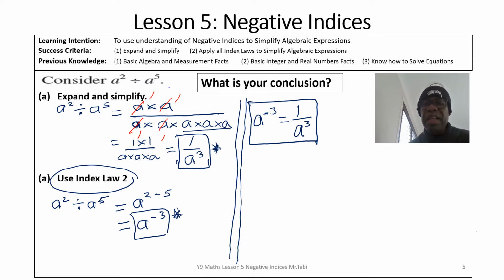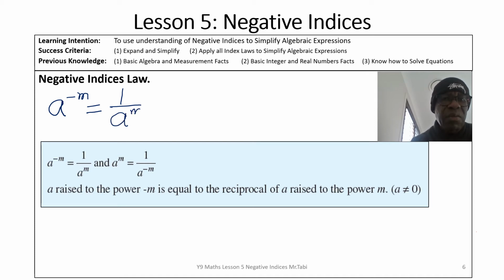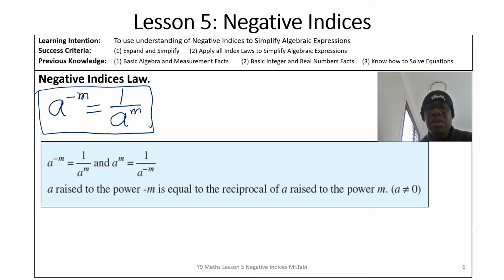So let's look at the law in general terms. In general terms, any non-zero number a raised to the power minus m is going to be the same as 1 over a to the power of m. So generally, that is the negative indices law. The a obviously has got to be a non-zero number. That will be seen in further studies in maths at a higher level.